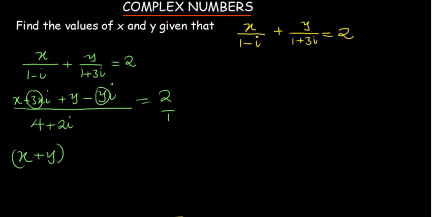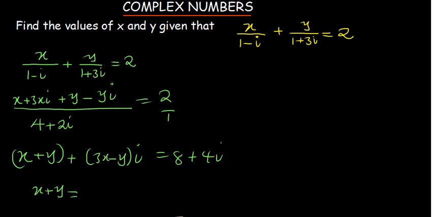Now what I'm going to do is factorize out an i. We have got 3xi negative yi. So we're going to have (3x minus y) and then an i outside. Hope that is okay. And then we're going to multiply 2 times 4, that is going to be 8. 2 times 2i, that is going to be 4i. And then equate both sides. So the x plus y, that's the real part, is going to be equated to 8. And then the 3x minus y is going to be equated to 4.